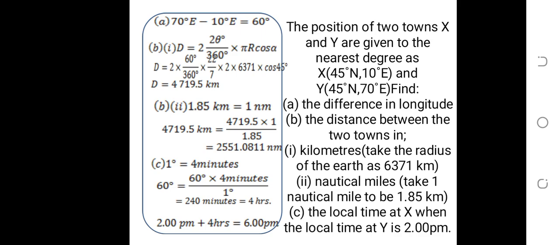Take the radius of the Earth to be 6,371 kilometers. And 2. In nautical miles. Take 1 nautical mile to be 1.85 kilometers. C. The local time at X when the local time at Y is 2 p.m.